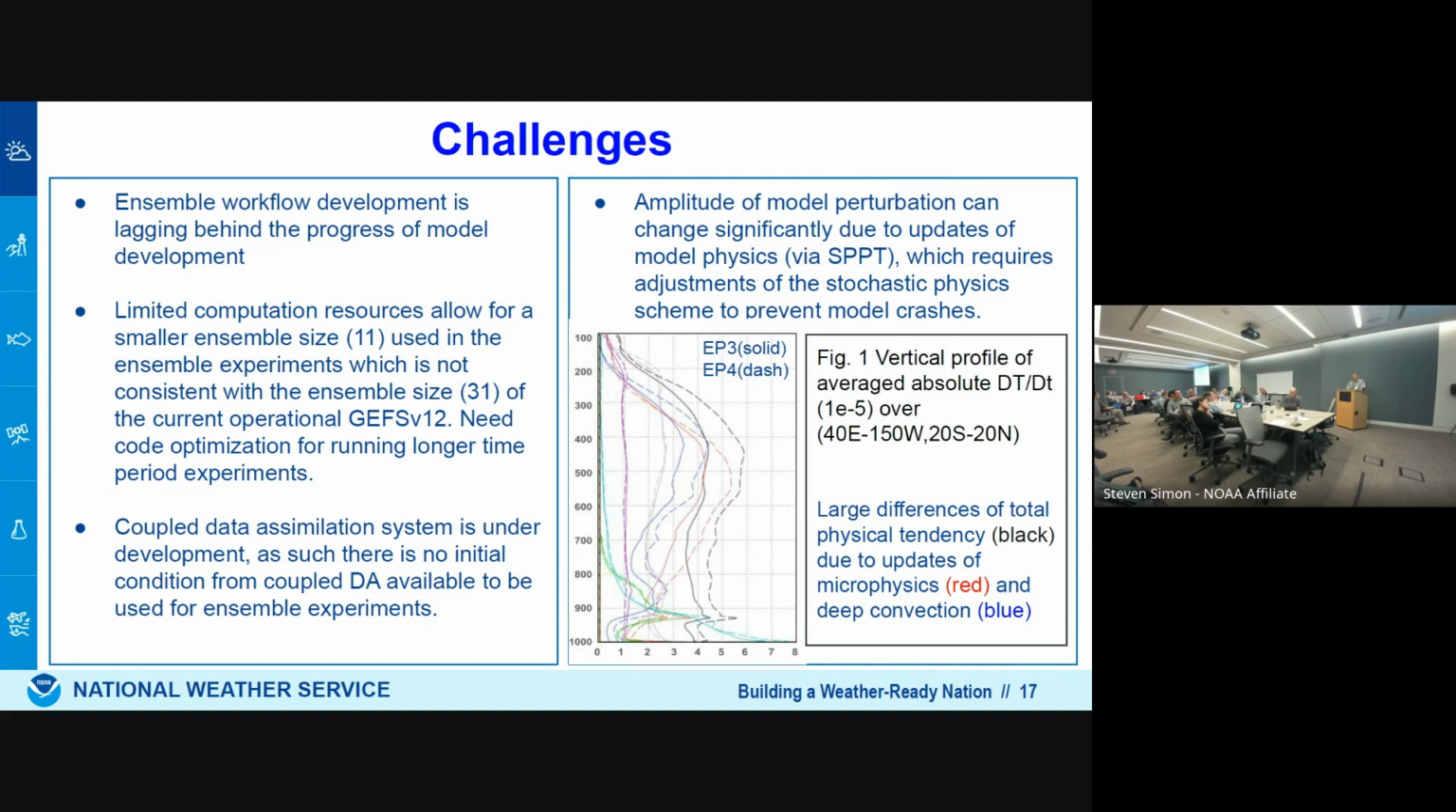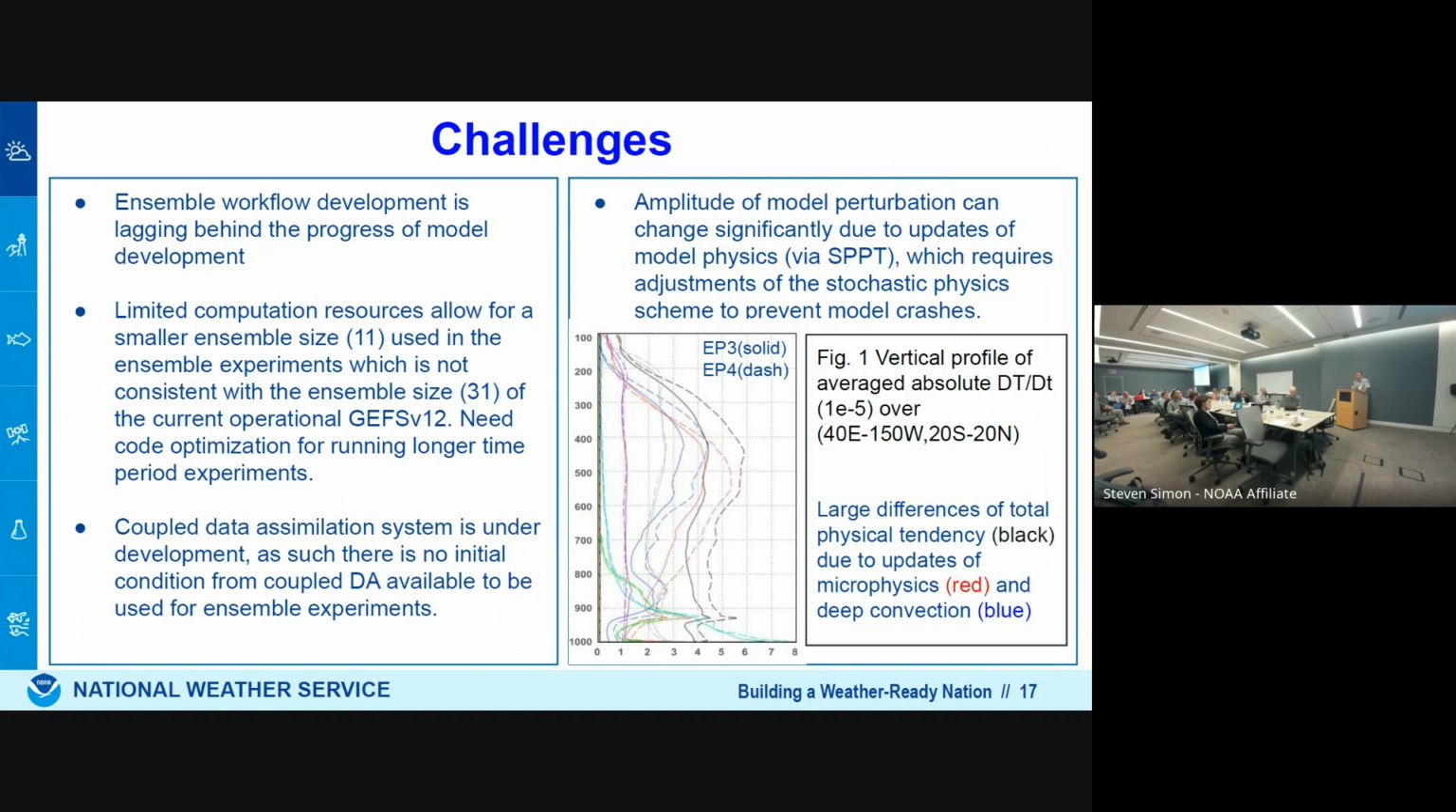On the right, you see another challenge: we have a lot of model updates from one prototype to another. For each upgrade, we have model physics updates, and basically the model physical tendencies can change. Because we have the SPPT stochastic scheme, it really depends on the model physical tendency. So for each update we have to adjust the SPPT, tuning the parameters to get reasonable results.